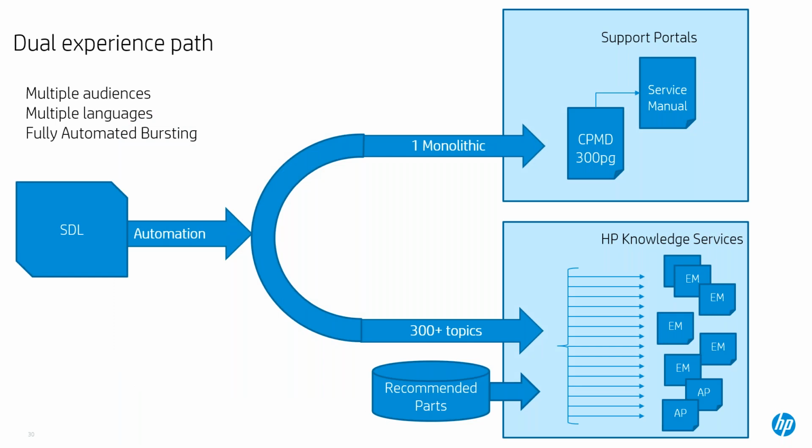HP enables publishing content to multiple audiences in multiple languages and multiple paths. For example, the 300-page document is delivered to certain portals or it's used in box. But there is also a need for bursting, more importantly, bursting that same monolithic document into smaller topics, and they're delivered via services like the knowledge services that we've built, and also letting customers and service technicians know about the parts that are required to solve a problem. So we are fully automating the bursting of it, and we're also making sure the same content is available in different formats for different audiences. So there is a dual experience path.